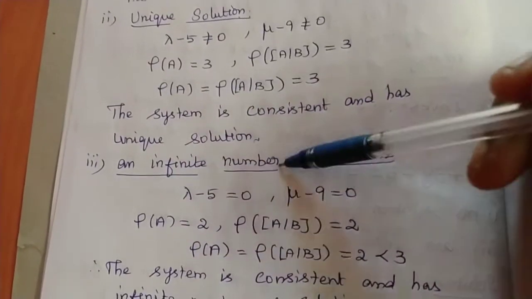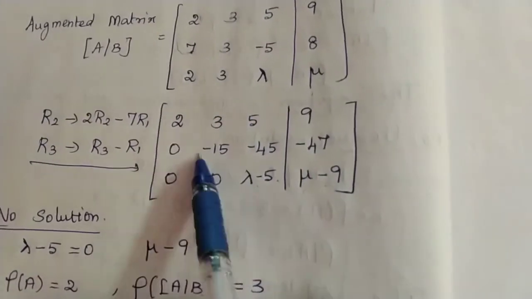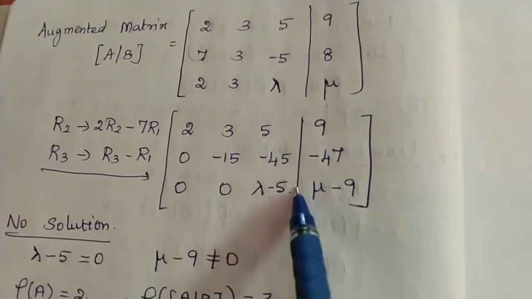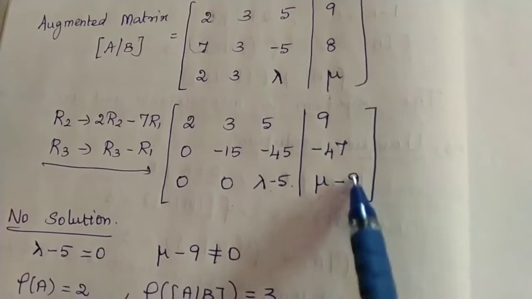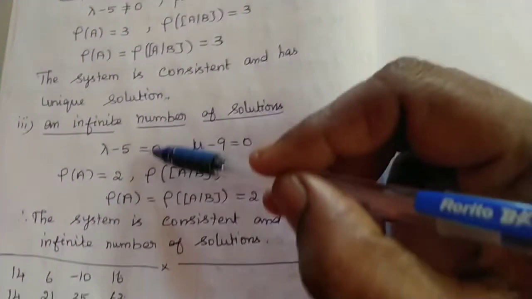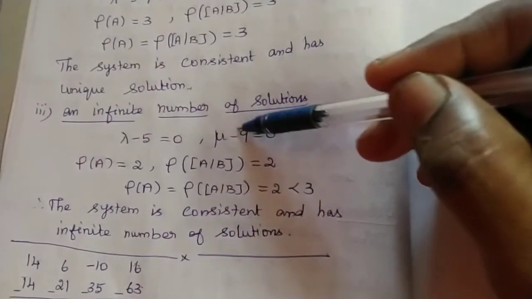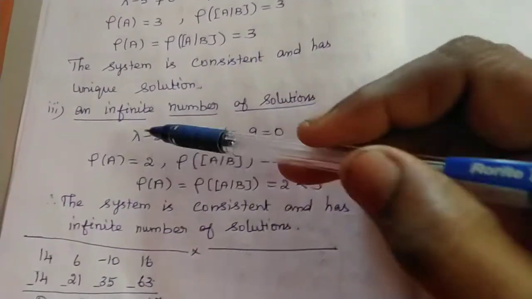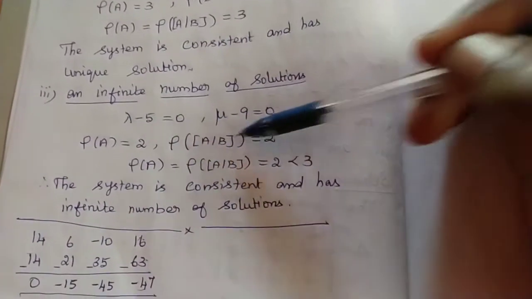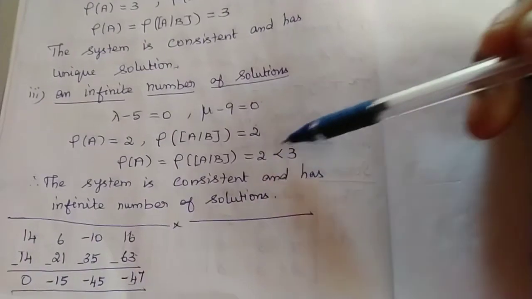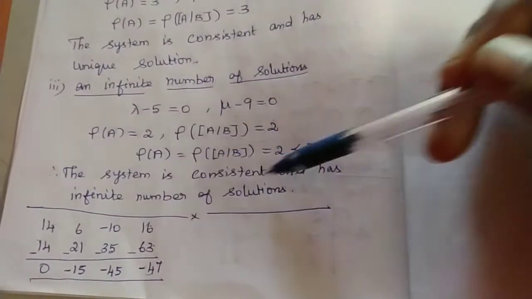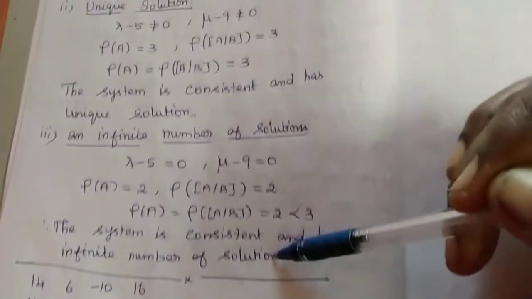And an infinite number of solutions. Infinite number of solutions means we want rank of A equal to 2, rank of A by B also 2. That means here also 0, here also 0. So lambda minus 5 equal to 0, mu minus 9 equal to 0. Rank of A equal to 2, rank of A by B equal to 2. 2 means less than 3. The system is consistent and has an infinite number of solutions.